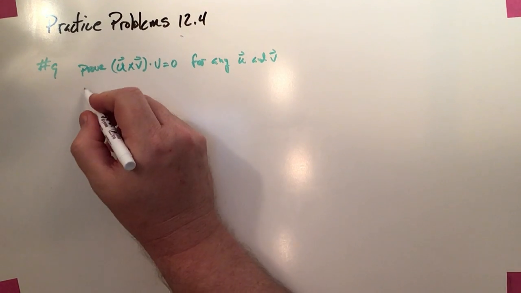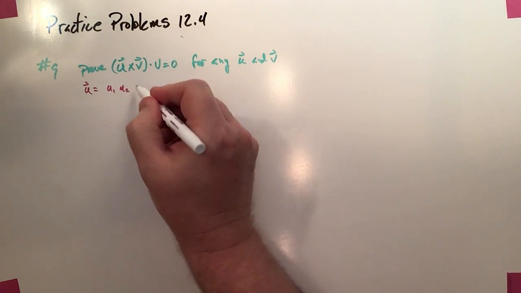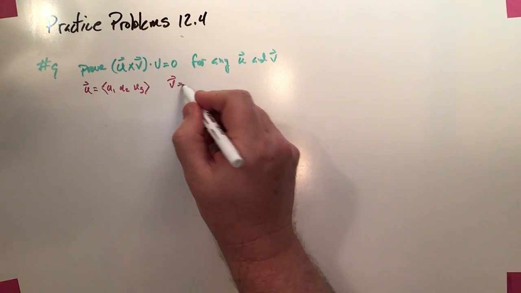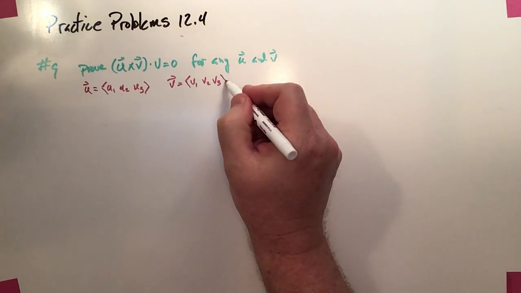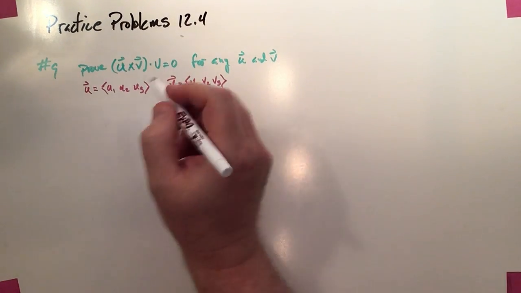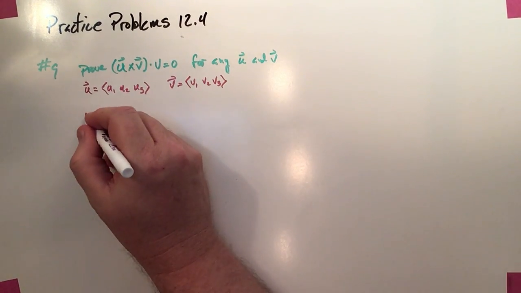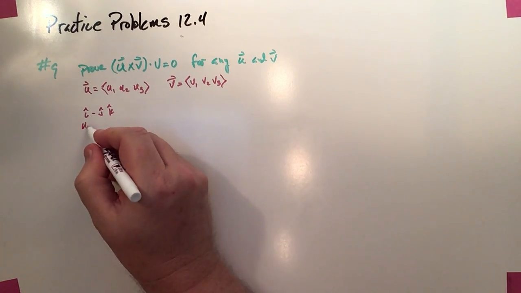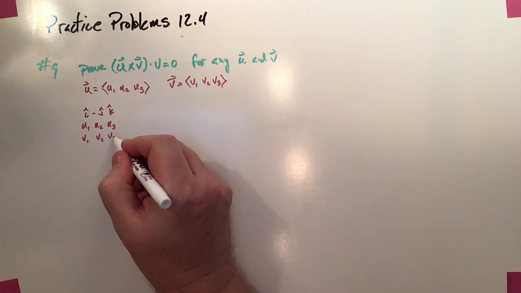Okay, in order to do this, we need to assume coordinates for u and v. So u will be u1, u2, and u3. And v will be v1, v2, and v3. Next, we have to calculate the cross product between u and v. And of course, the easiest way to do that is to set up the matrix. So i, negative j, and k, u1, u2, and u3, v1, v2, and v3.